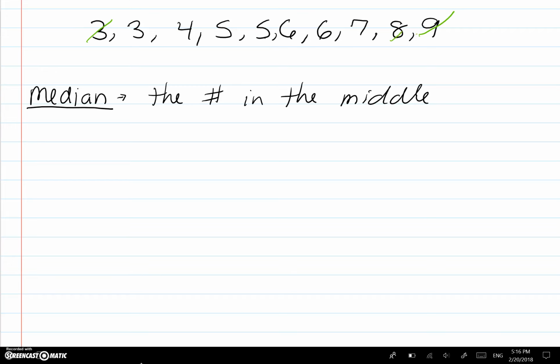9 and 3, 8 and 3, 4 and 7, 5 and 6, and I have 2 numbers left in the middle. So when I have 2 numbers in the middle, I want to find the number that's in between them. So what number is between 5 and 6? In between 5 and 6 is 5.5. So my median equals 5.5.